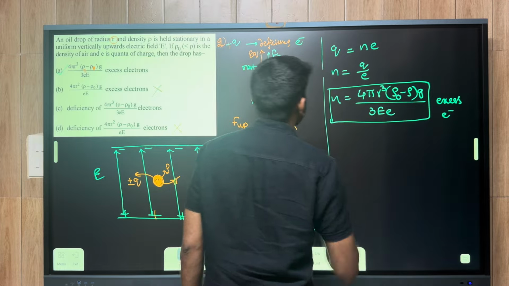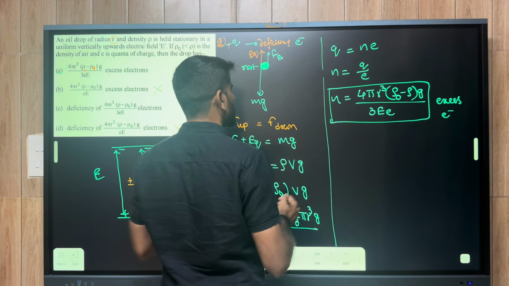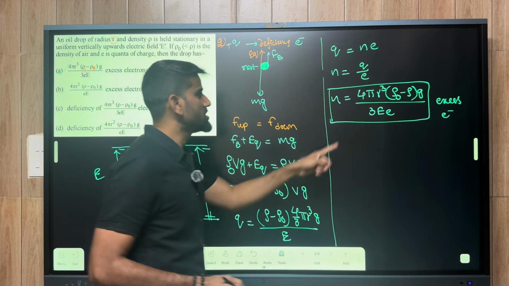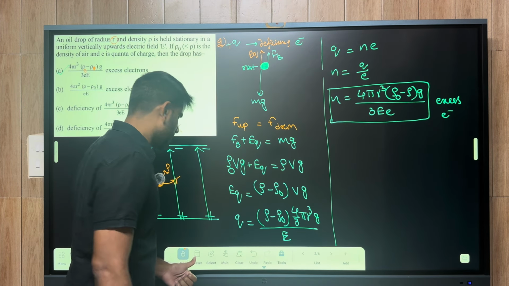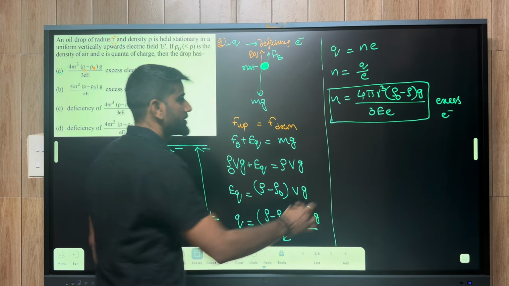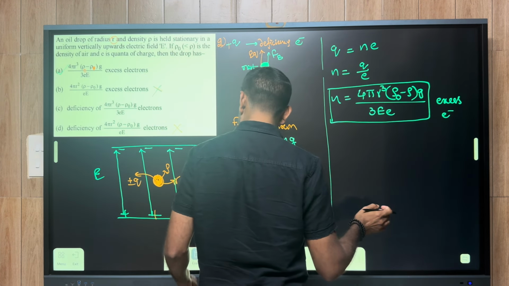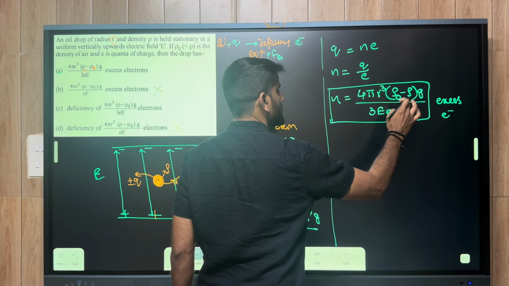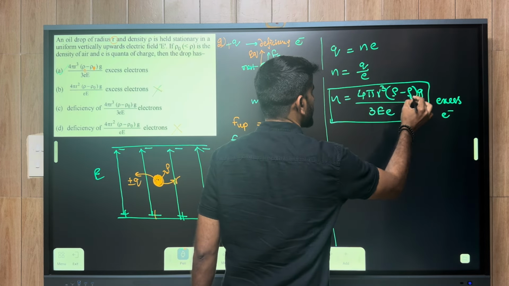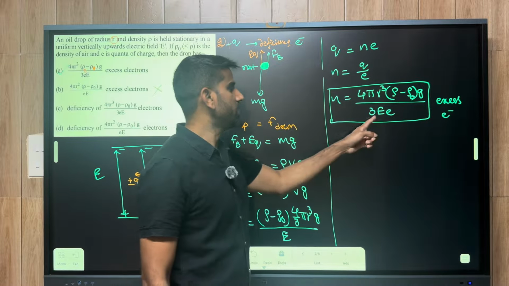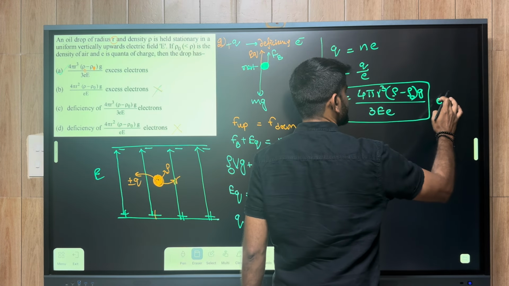Now q is equal to ne, it will stay as it is. Now n is equal to q by e. N is equal to q, which is 4 pi r cube g, this time rho minus rho naught, g by 3e. The rest of the quantities will stay as they are.